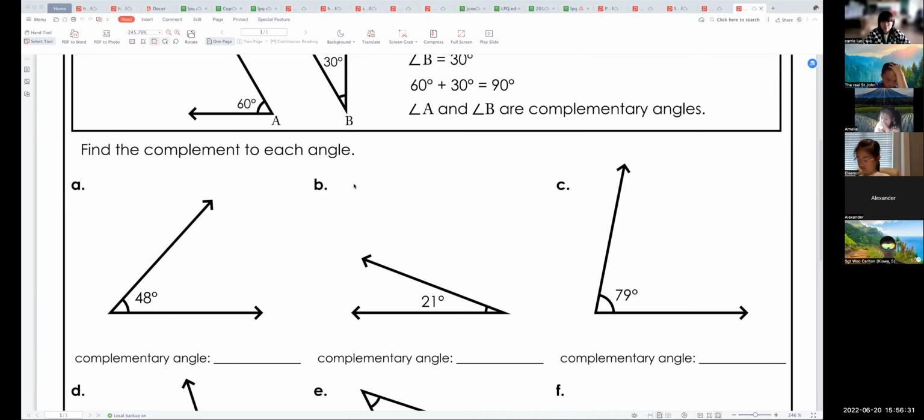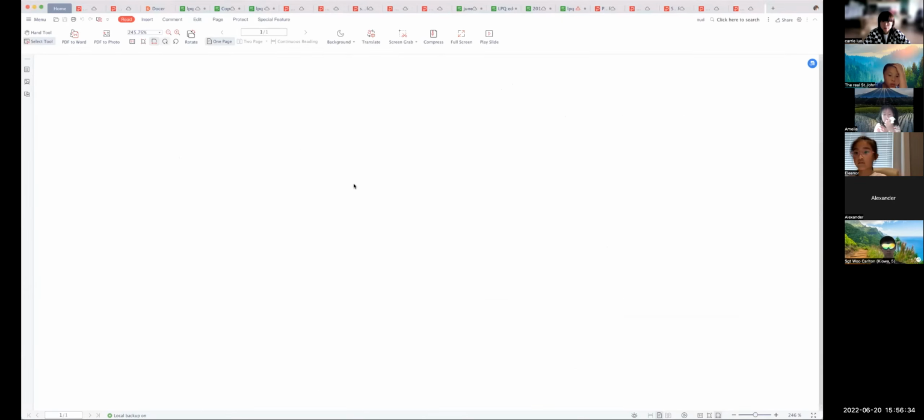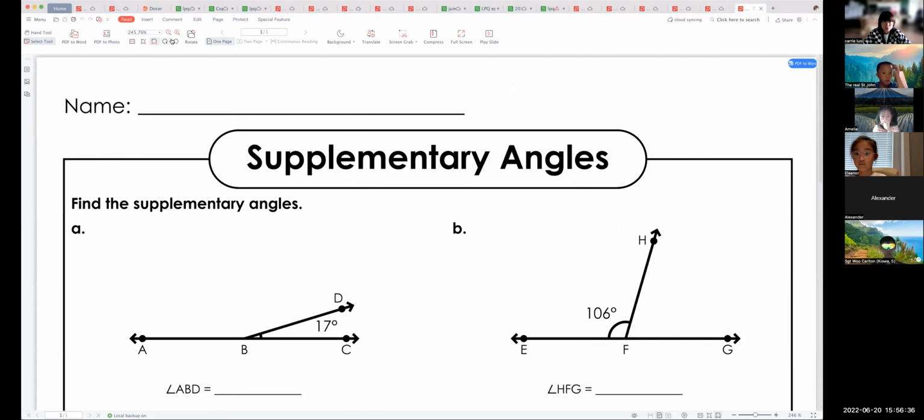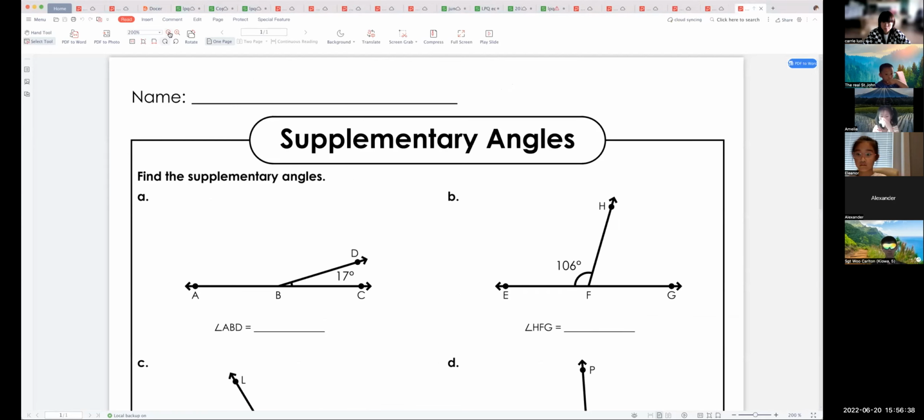Okay, so now, this is your homework, okay? We're going to move forward to take a look at this one. So we're going to learn what is supplementary. So before we learn the supplementary, there's one thing I want to teach all of you. It is very easy, so don't be scared.